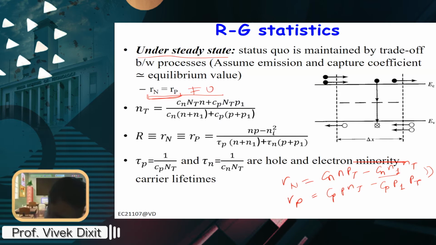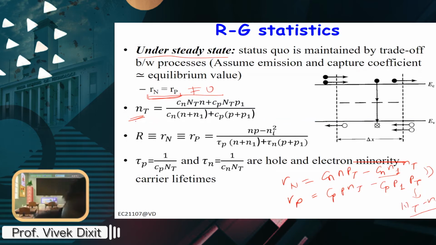Cn Npt minus Cn N1 Nt equal to Cp Pnt minus Cp P1 Pt. So can you eliminate and get the expression for maybe small nt from here? Because Pt you can substitute capital Nt minus small nt, right? So you have an equation in terms of Cn, Cp, capital Nt, small nt, and N1, P1, right? So from this you can get the expression for small nt in terms of Cn, Cp, N1, P1, right?